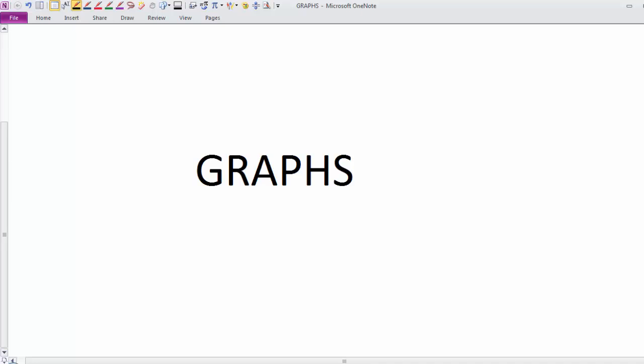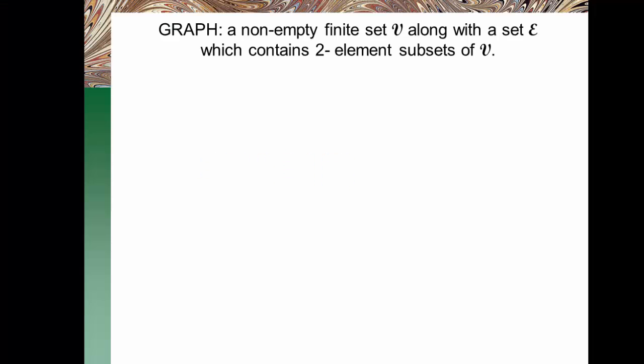We have seen a few examples of situations involving objects and their relationships by drawing a diagram of points with segments joining those points that are related. Now let's define the mathematical object that we use to describe those situations. Here's the definition of graph.